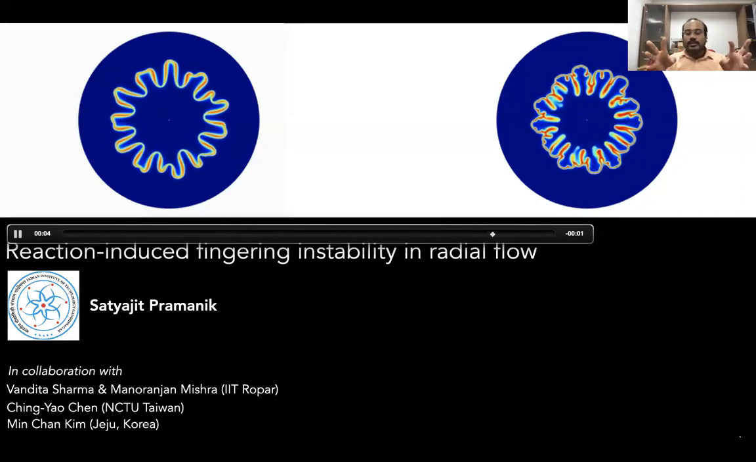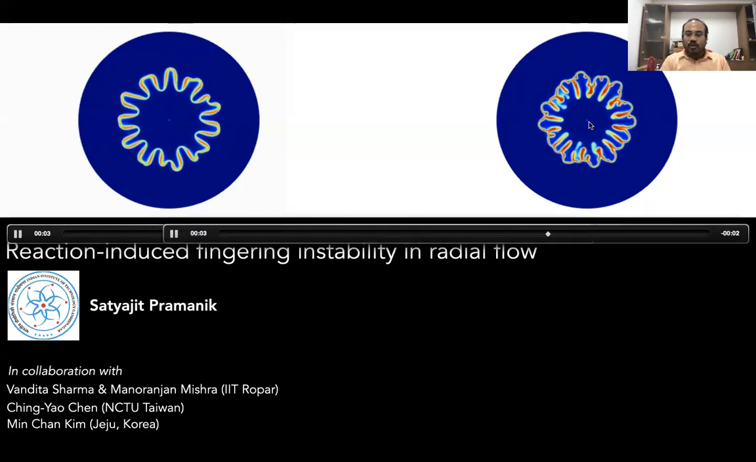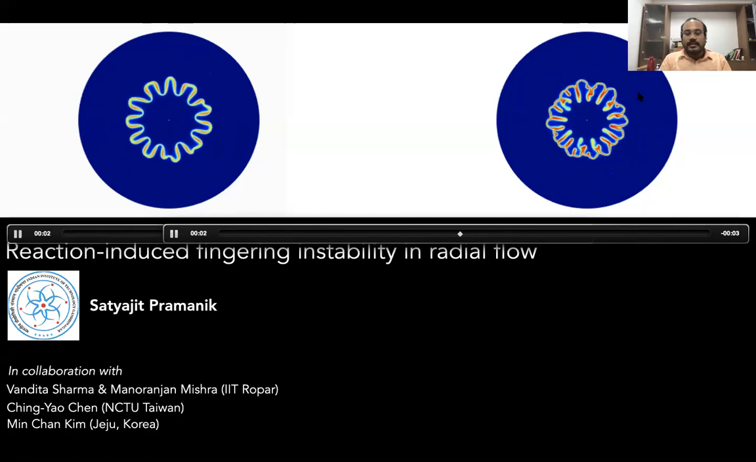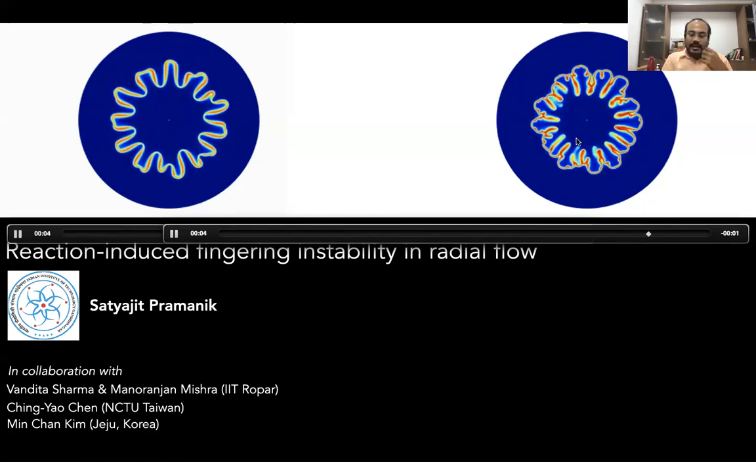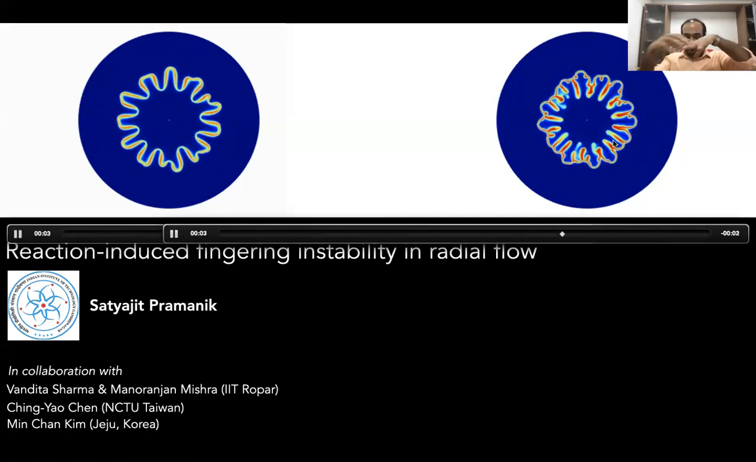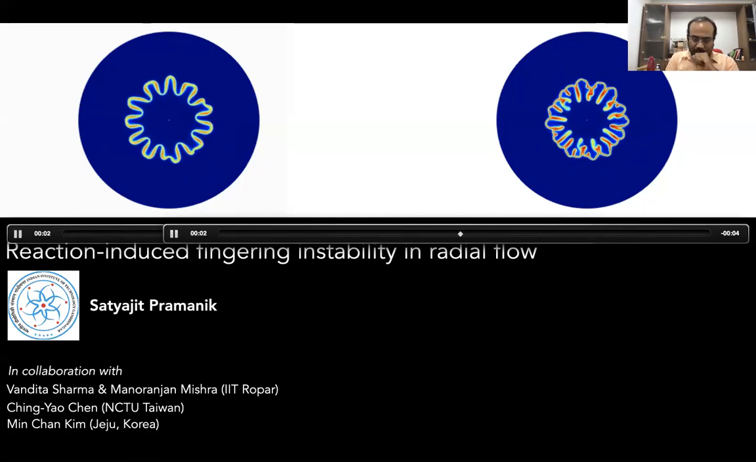But the one focus is the radial flow, where you can see that something is flowing out of the center radially outwards, and that is creating a pattern that looks like the fingers in our palm. That's why this is called fingering instability.